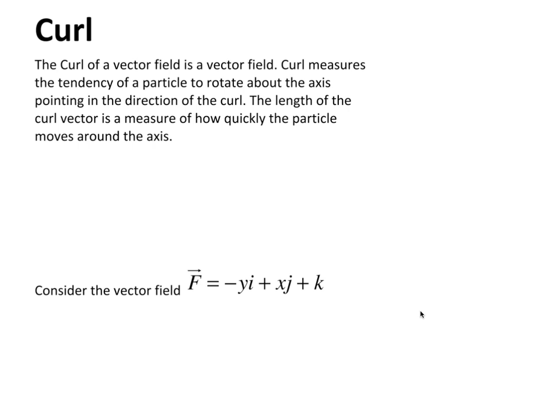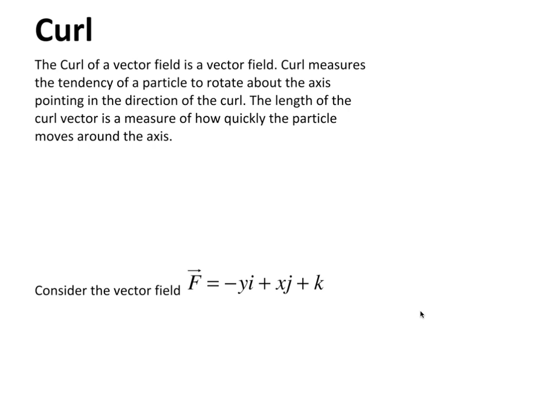The curl of a vector field is actually in itself a vector field. Now, curl measures the tendency of a particle to rotate about the axis pointing in the direction of the curl, where the length of the curl vector is a measurement of how quickly the particle moves around the axis. As you recall, the length of a vector is the magnitude.